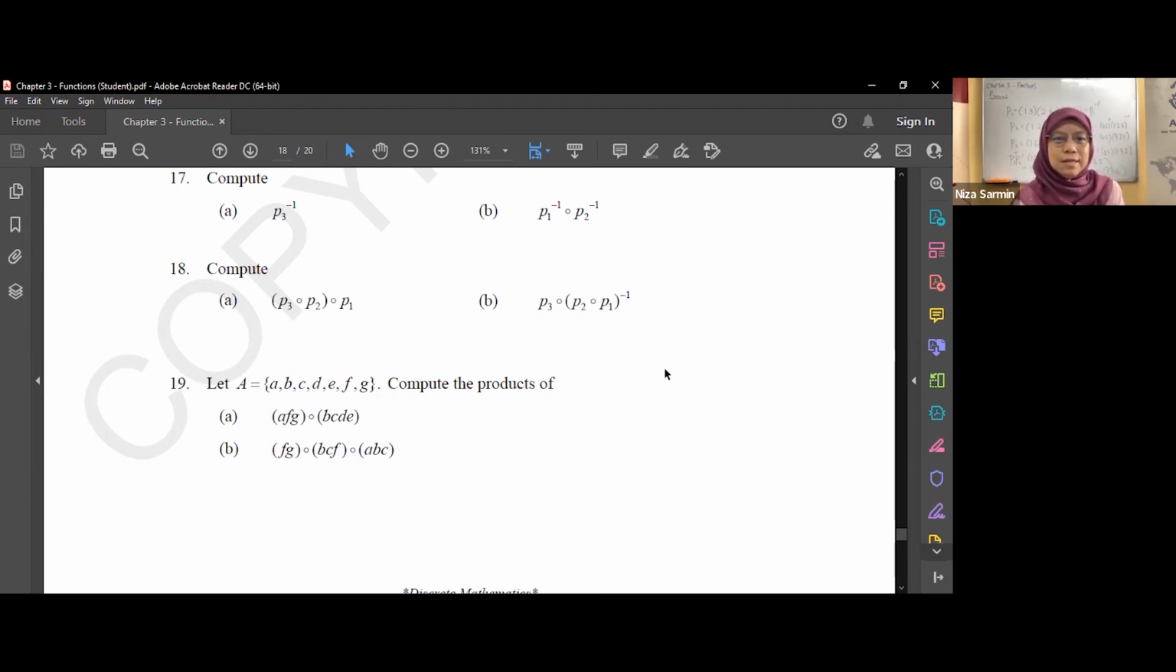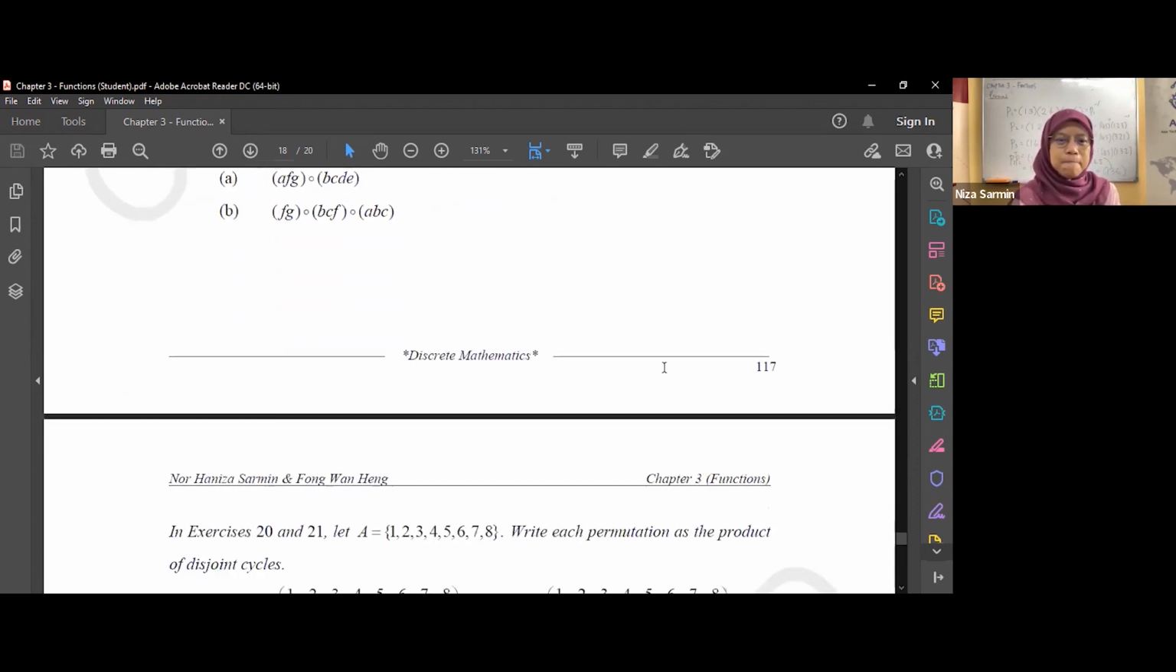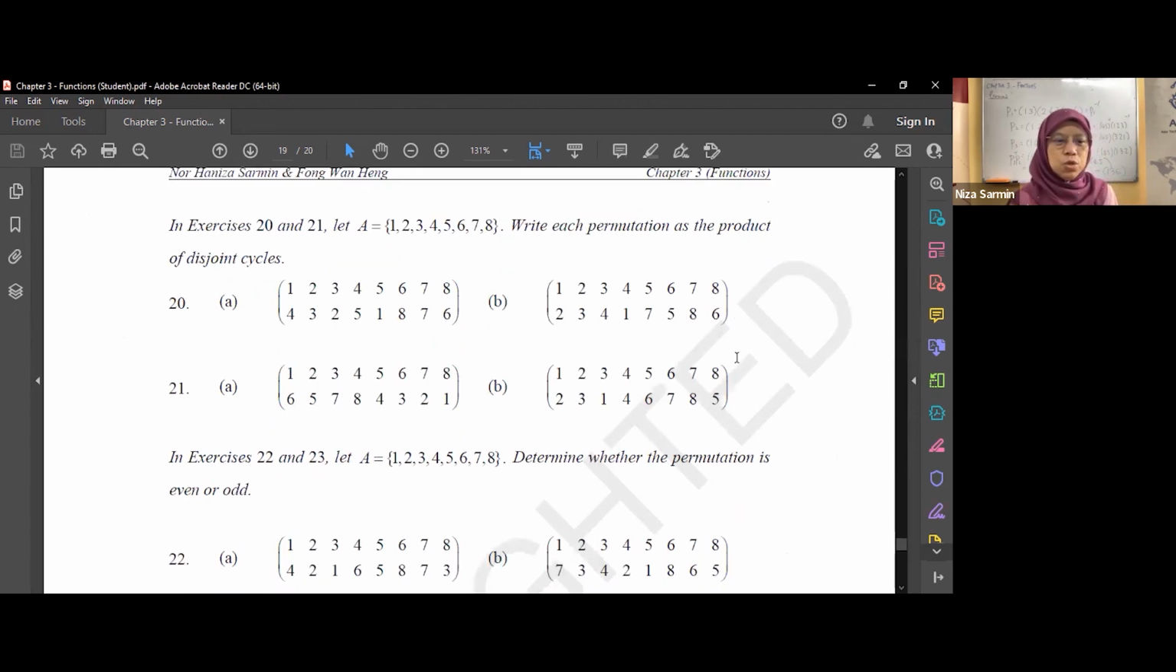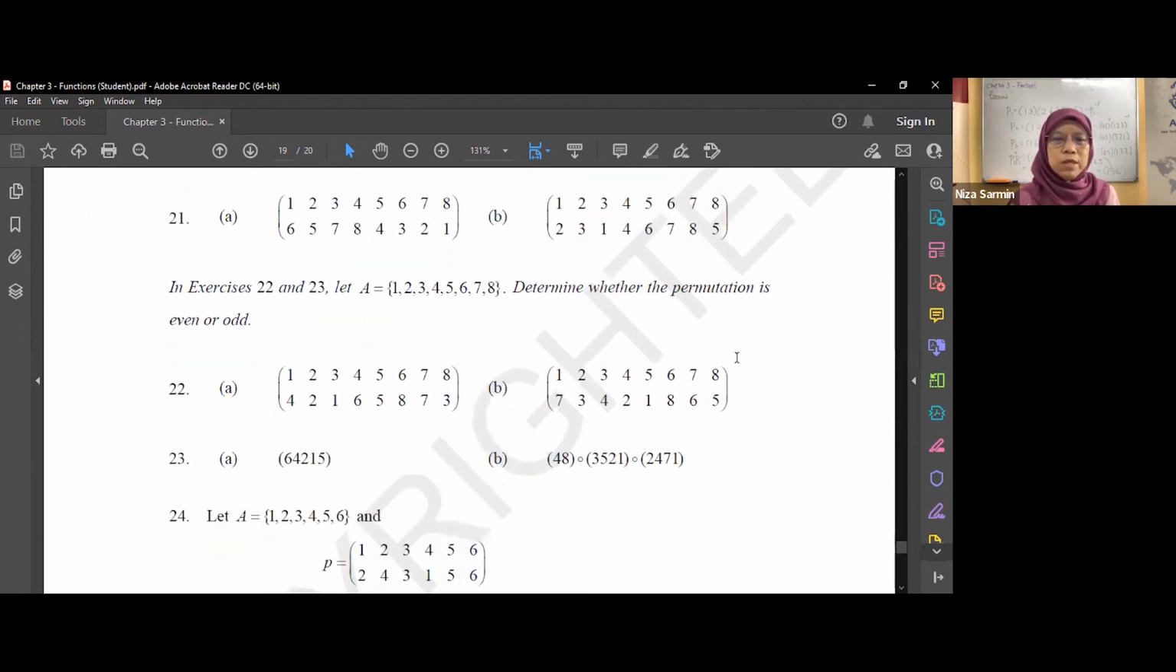Okay, 19. Next. Okay, 20. Yeah, product is disjoint cycle just like this. Okay. Alright, number 22. You determine whether the permutation is even or odd. Okay, I give you an example. 22 part A. Write out first the cycle.